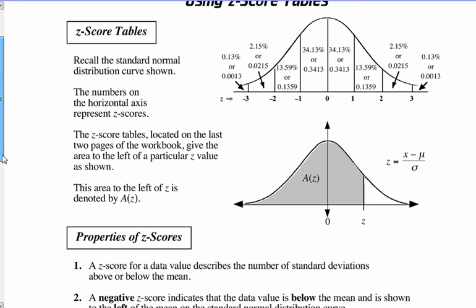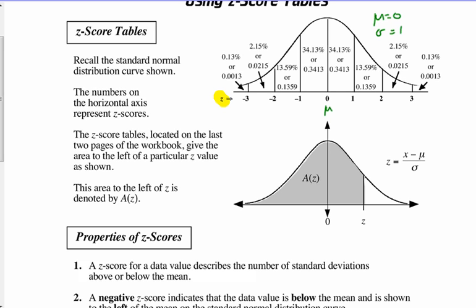So recall what the standard normal distribution curve looks like, on the left or right. This is a good thing to put on your study sheet. The numbers on the horizontal axis represent Z-scores. Remember that the middle is our mean, which is 0. The mean is always 0 on a Z-score normal distribution graph, and your standard deviation is 1.